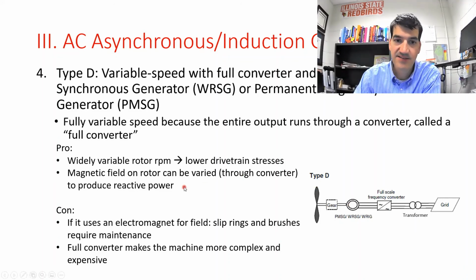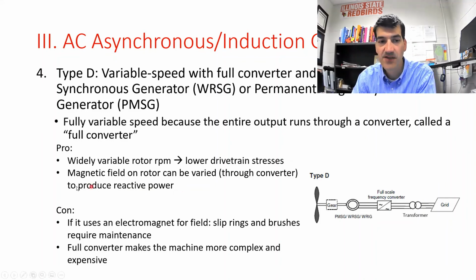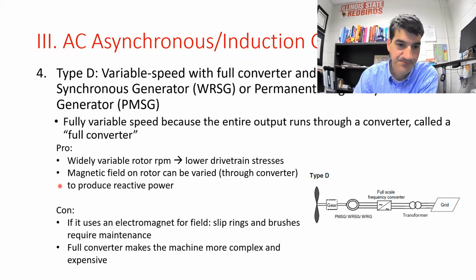This is like the DFIG design. You can actually produce reactive power from the converter. The converter can produce reactive power. So it's a good design to support the voltage, and it's a good neighbor. It works nicely with other generators on the electric grid.